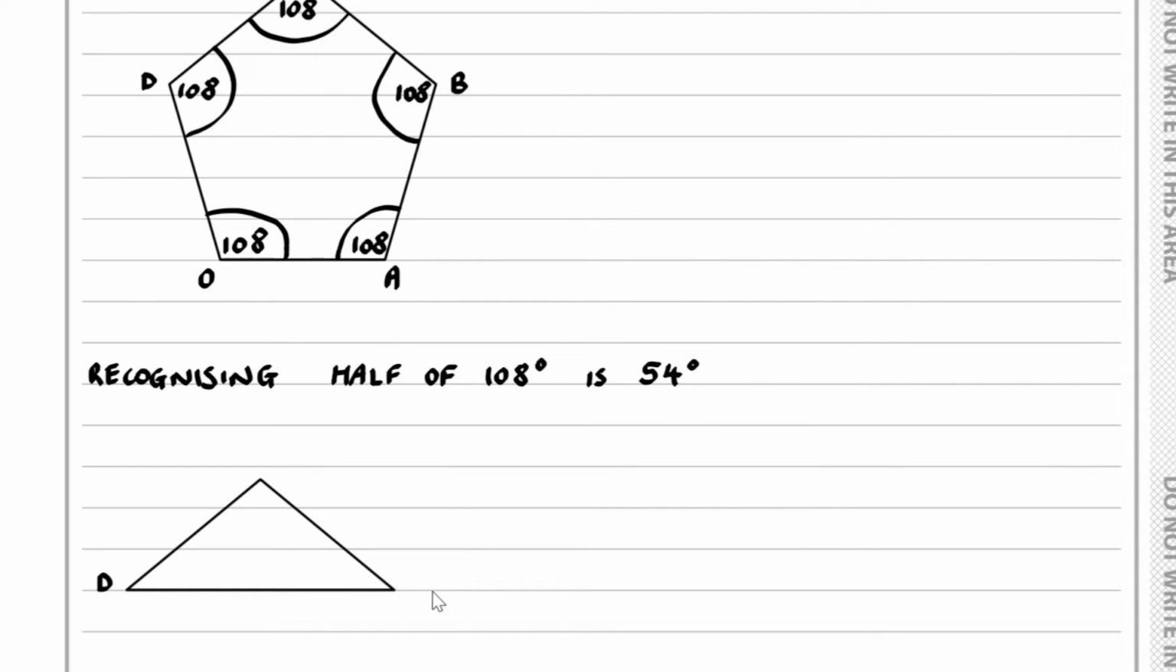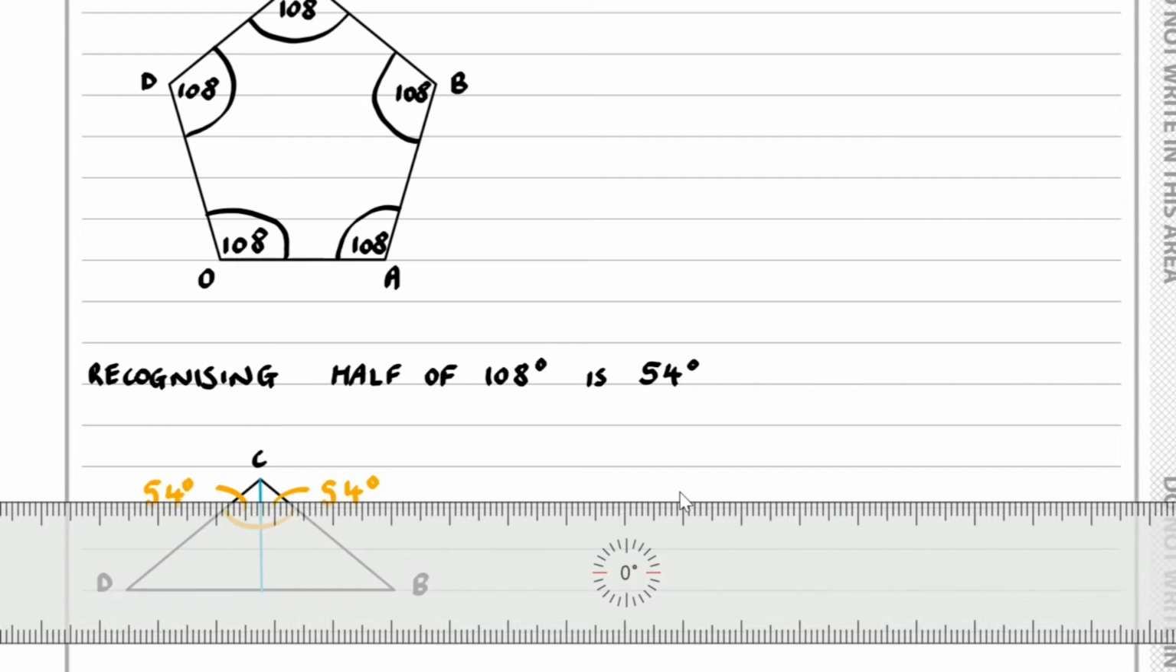So we've got DBC, and what I'm suggesting is we split that angle over here. So if I split this angle like so, then these two angles will be 54 degrees.